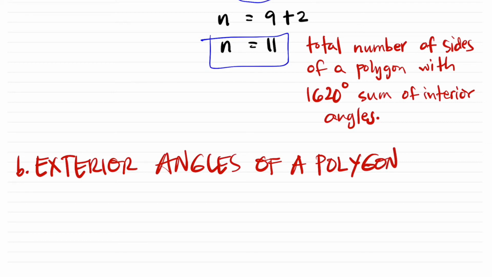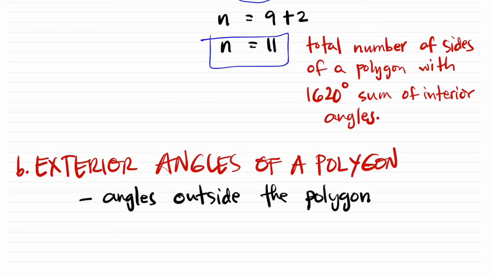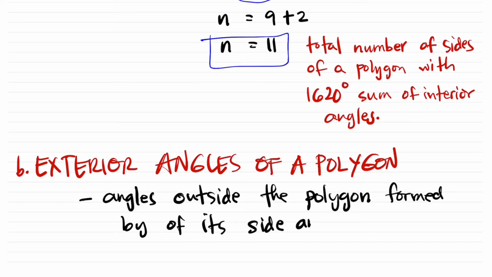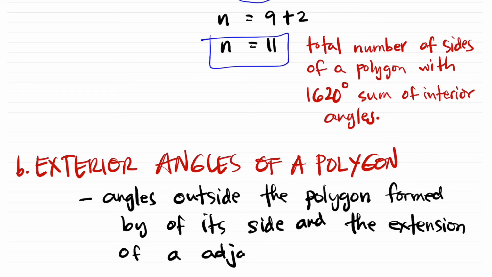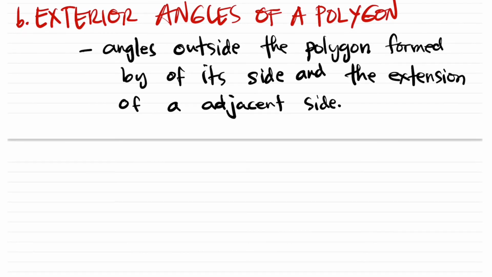Alright, exterior angles of a polygon. So what do you mean by exterior angles of a polygon? These are angles outside the polygon formed by a side and the extension of the adjacent side.